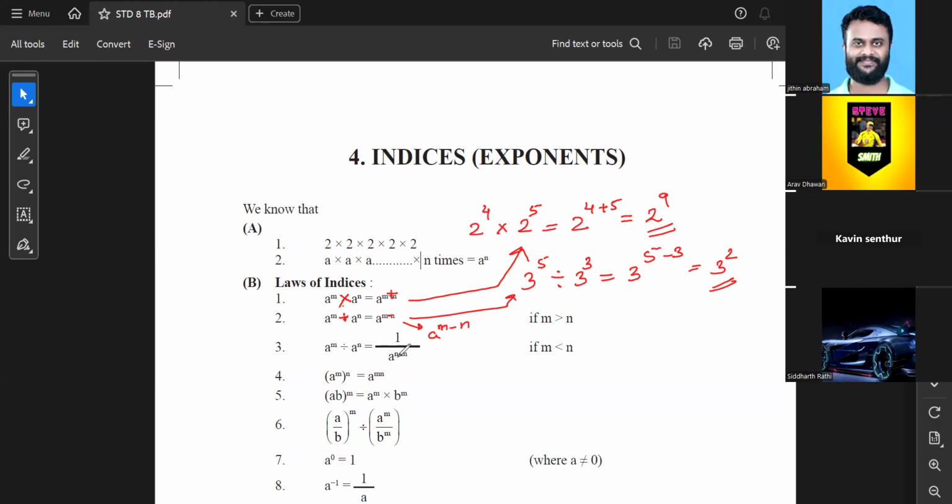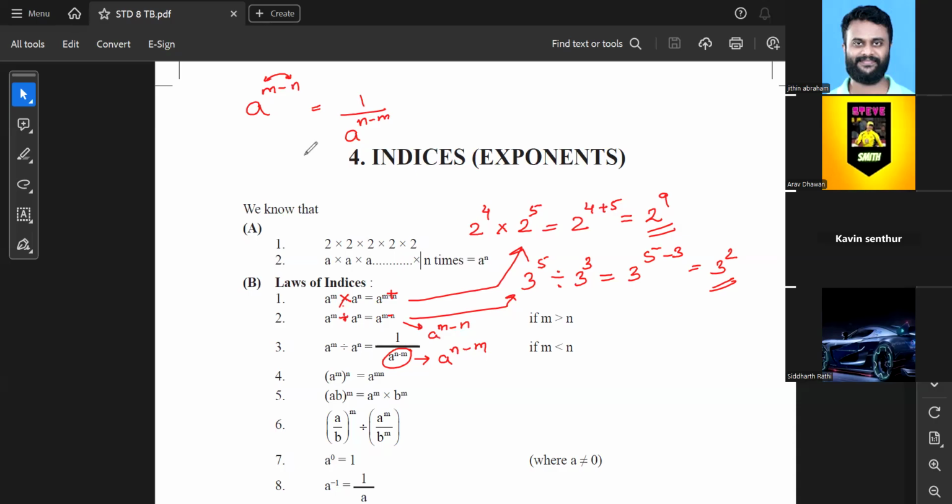But in case you're writing in the denominator, for example in this case, 1 upon what they have written is, I'll just write it again over here, a raised to n minus m. So what I'm trying to say is, whenever you take a number from the numerator to the denominator, you have to exchange them whenever they are in subtraction. Do you understand?